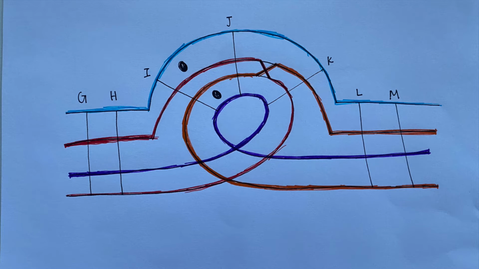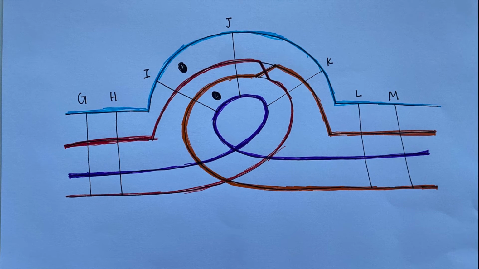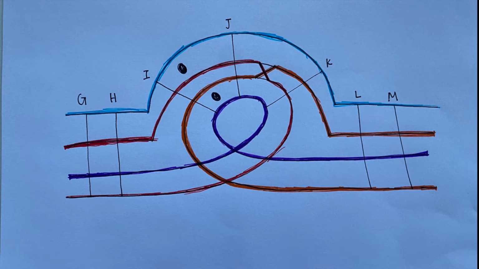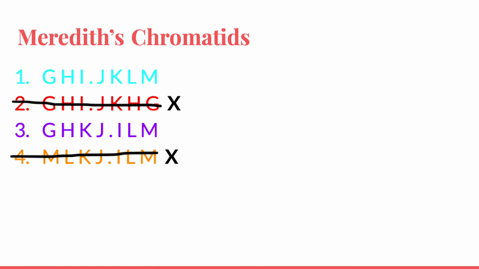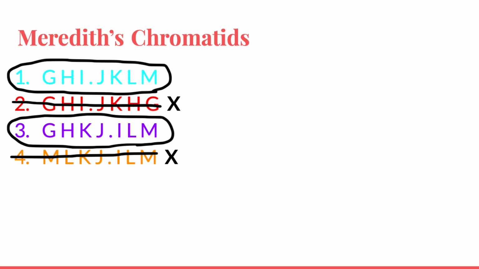In looking at each of the 4 possible chromatids that are produced from the crossover, we get these results. We notice that there are only 2 viable gametes, as 2 of the chromatids do not contain all of the genetic material. These are the 2 chromatids of Meredith that we are left with that would be viable options.